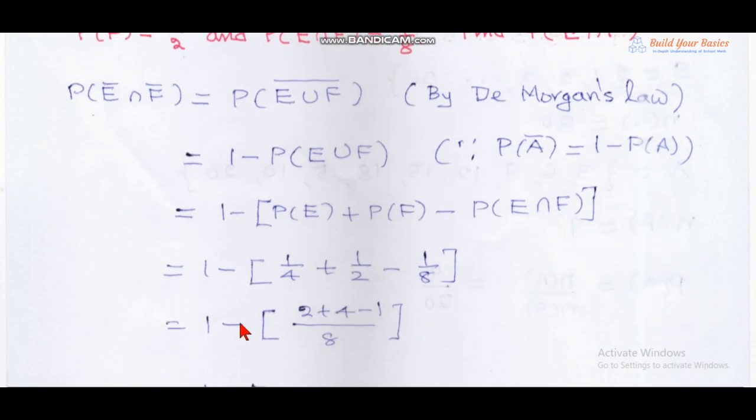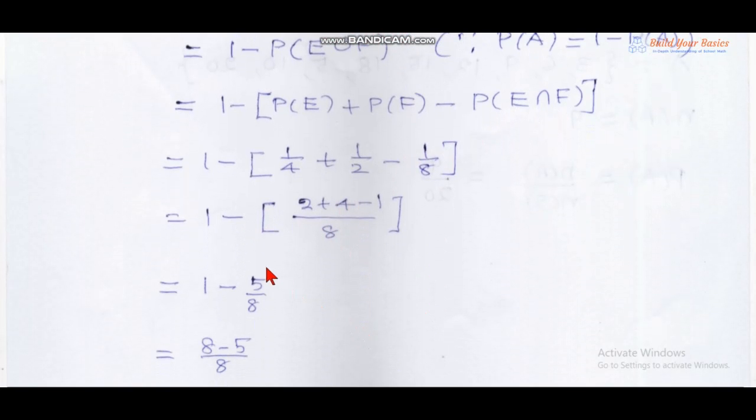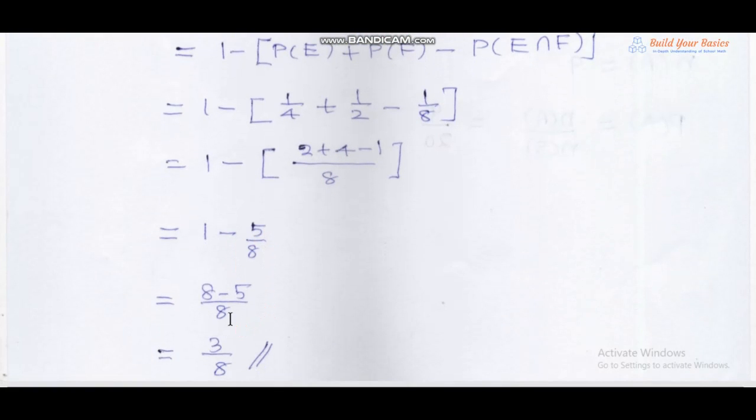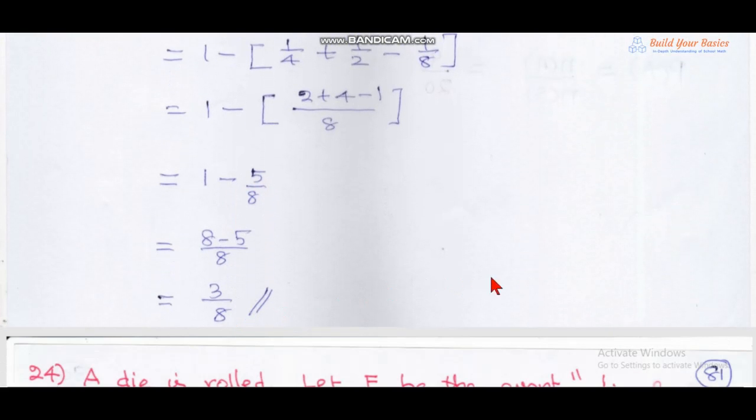That is 1 minus, LCM 8, 2 plus 4 minus 1. That's equal to 1 minus 5 by 8. That is, LCM 8, 8 minus 5 by 8. That's equal to 3 by 8.